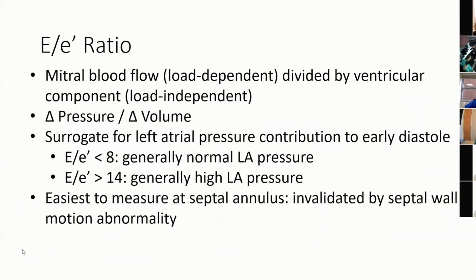But when we look at that E to E prime ratio, it's essentially a way of taking the load-dependent part of mitral blood flow and the load-independent part of ventricular contraction or expansion. And as I said, it's the delta pressure over delta volume. And so a low E to E prime generally means a low wedge pressure or a low left atrial pressure. High E to E prime means a high wedge pressure. And there's a couple of caveats, but in general, it works pretty well.